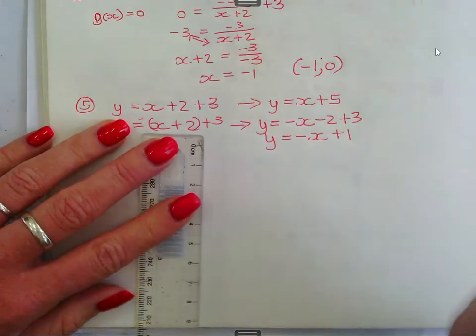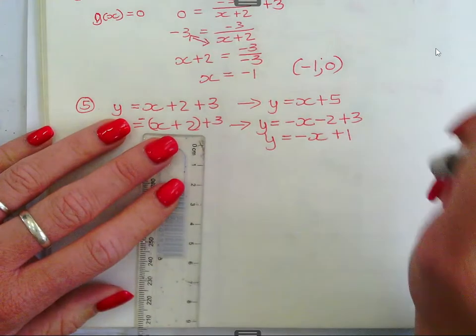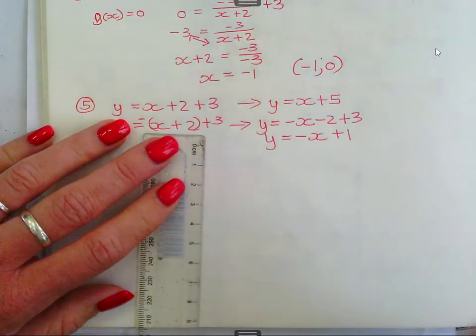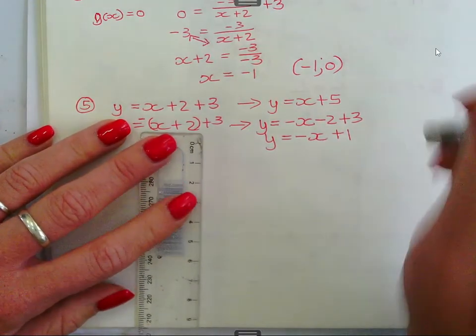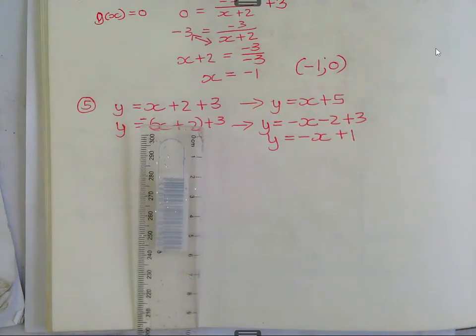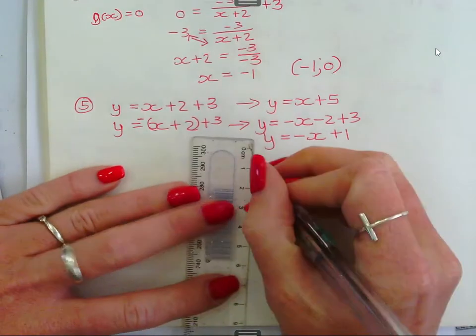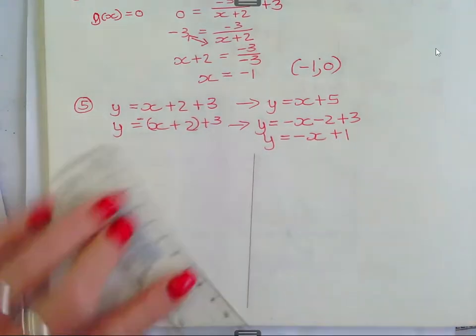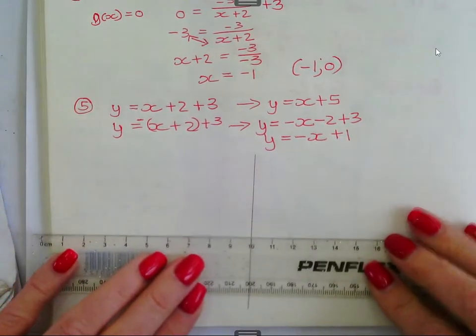I want you to take a look at your two asymptotes. The one is at x equals negative 2, okay? So that means your graph has been shifted left. And the other one is at 3. That means the graph has been shifted up. Just for you to do some planning on your Cartesian plane.